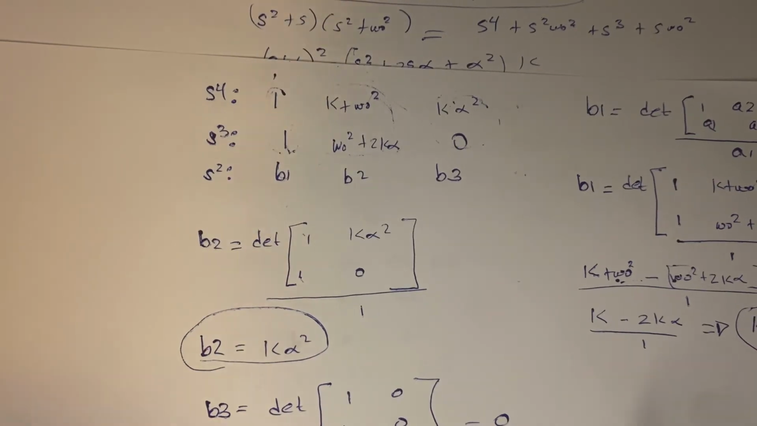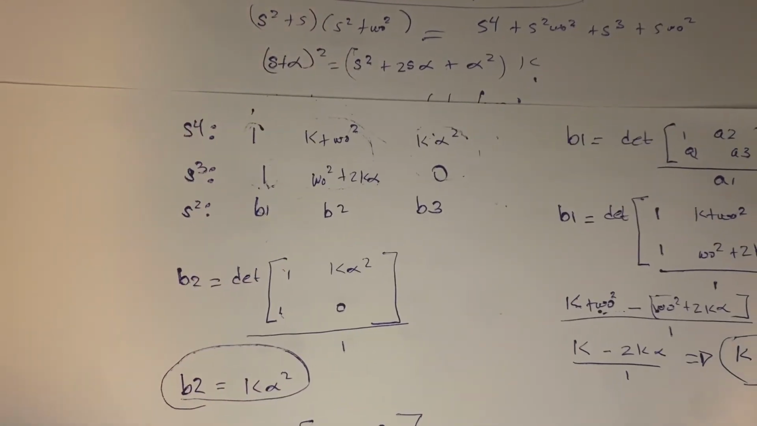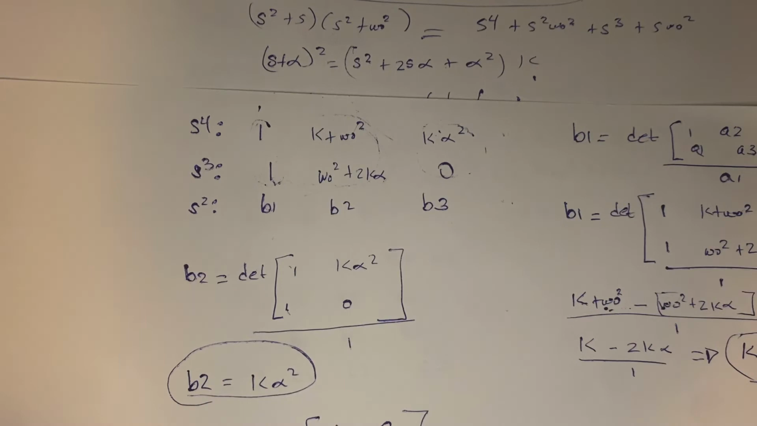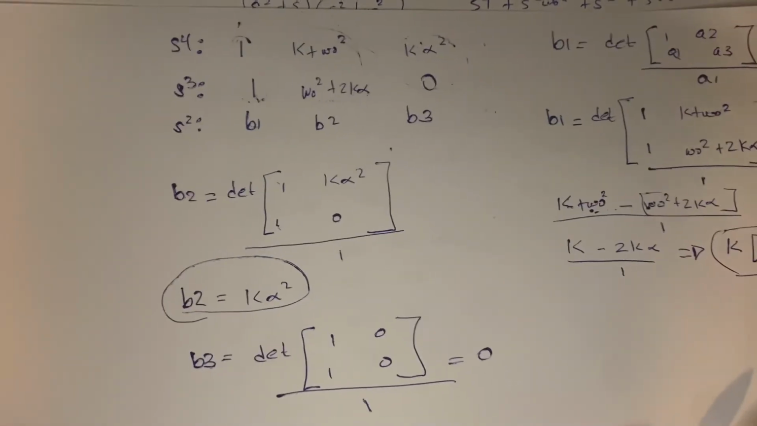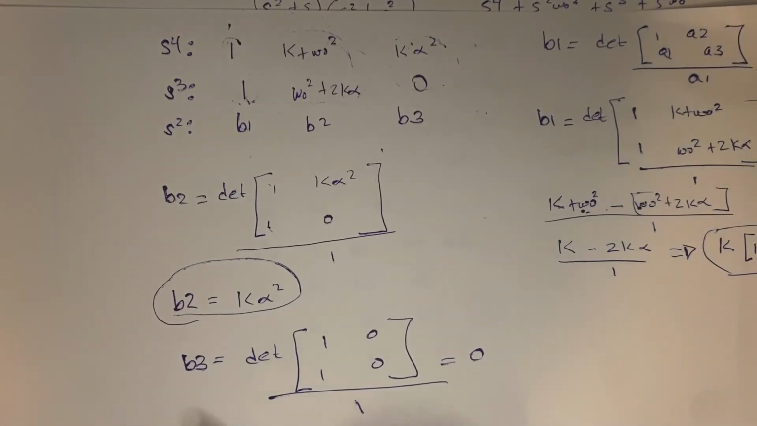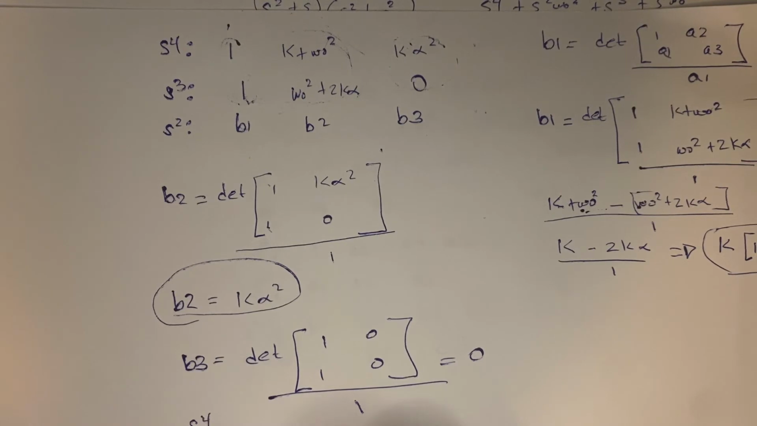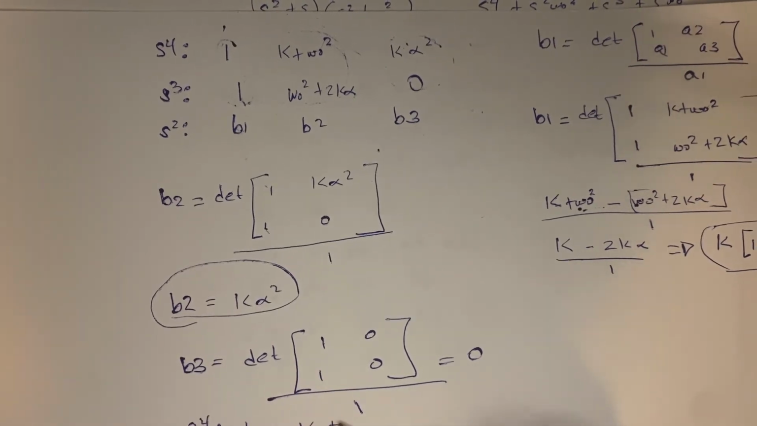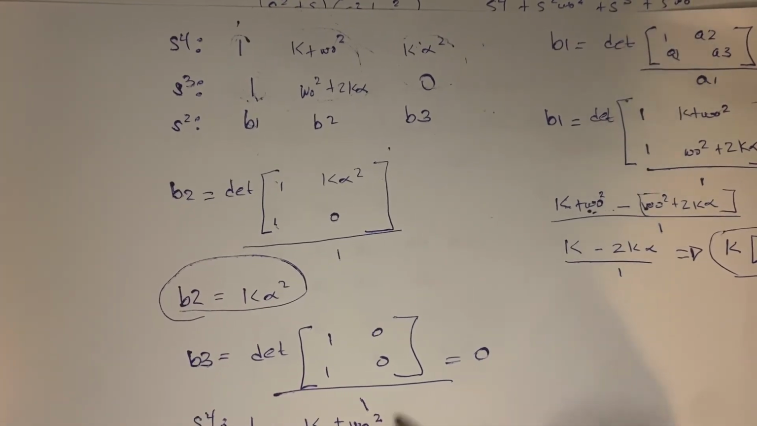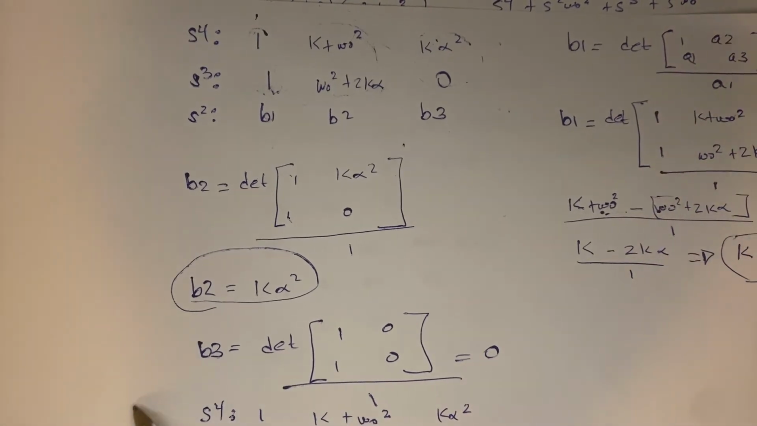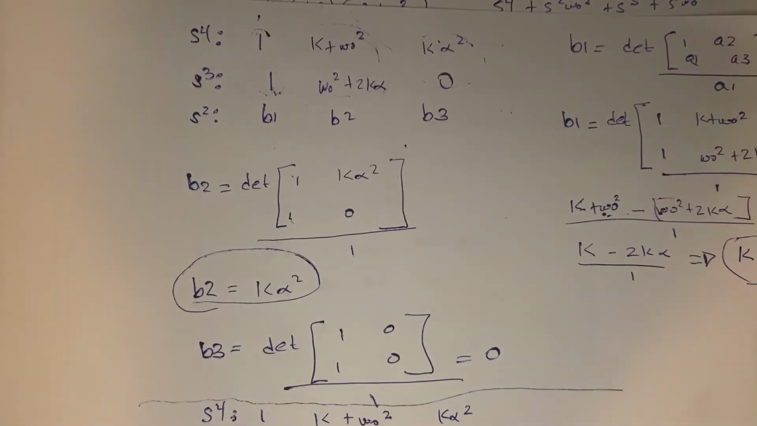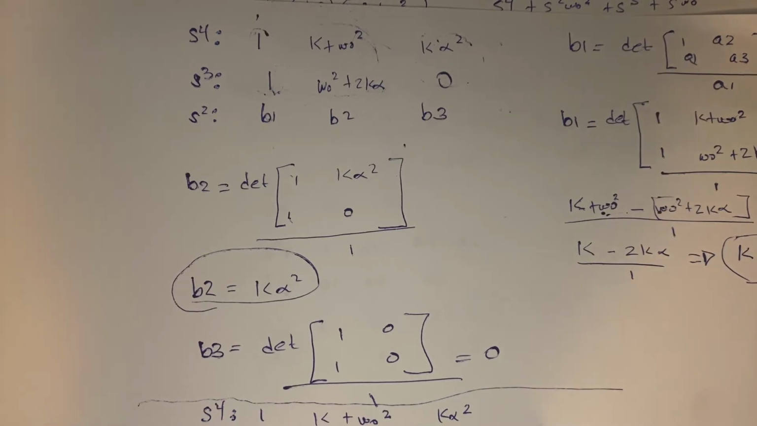So now we have the B1, B2, and B3 values to plug in here. Let me just summarize again. We have S4, 1, K plus W0 squared, K alpha squared. Let me just divide this in here. S to the cube, 1, W0 squared plus 2K alpha, 0.